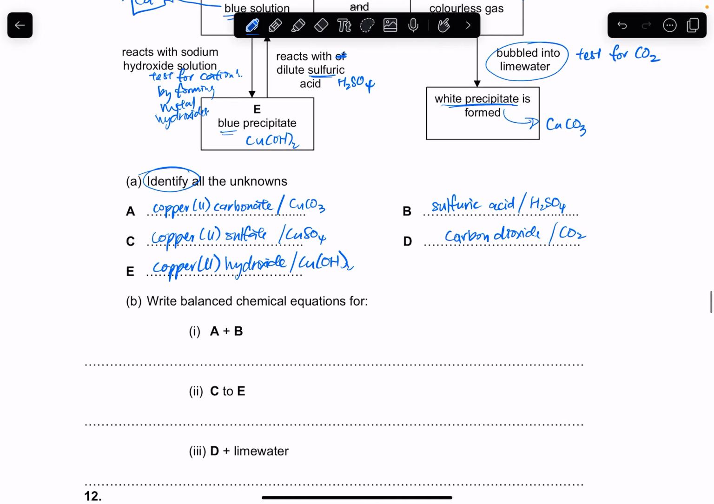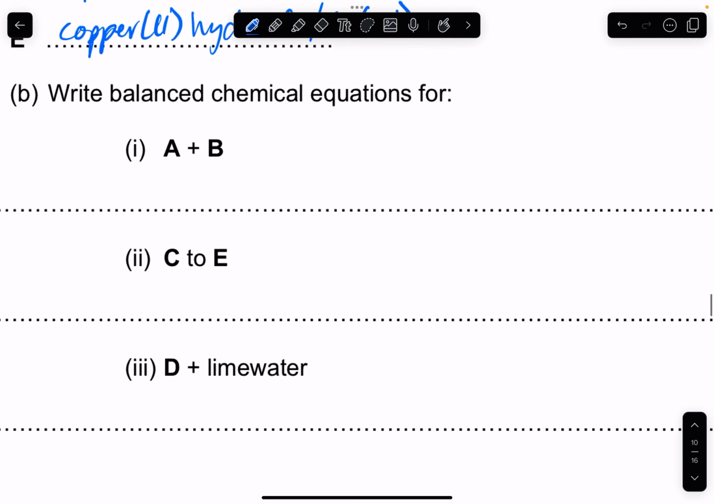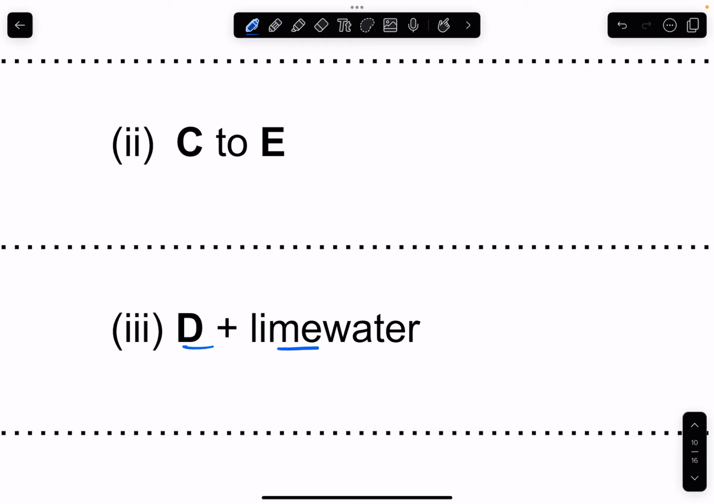Then they ask you to write chemical equations for all those things. For you to know how to write D plus lime water, know that lime water is calcium hydroxide.